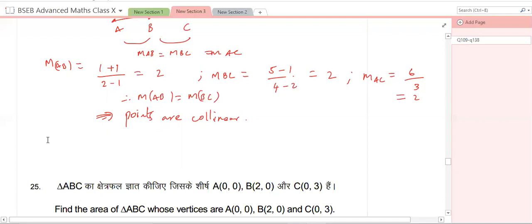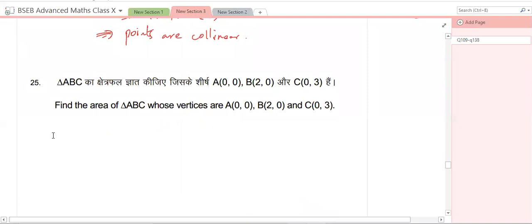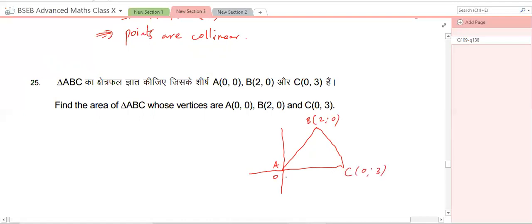Question number 25. Find the area of triangle ABC whose vertices are 0, 0, 2, 0, and 0, 3. It would be good to draw this triangle here. So 0, 0, which is A, B is 2, 0, and C is 0, 3.